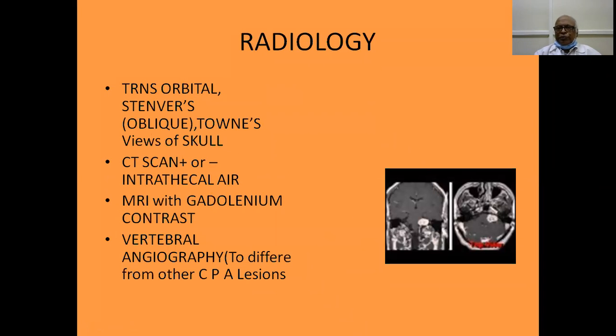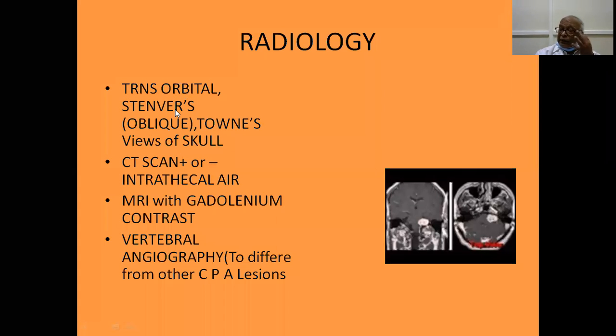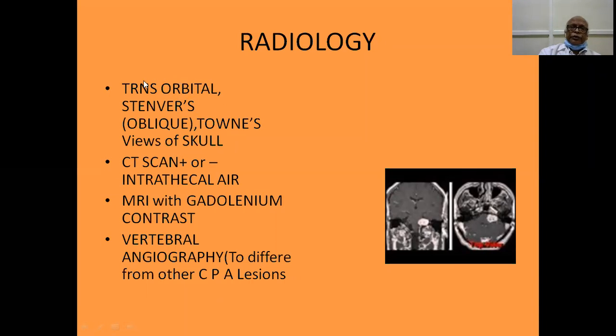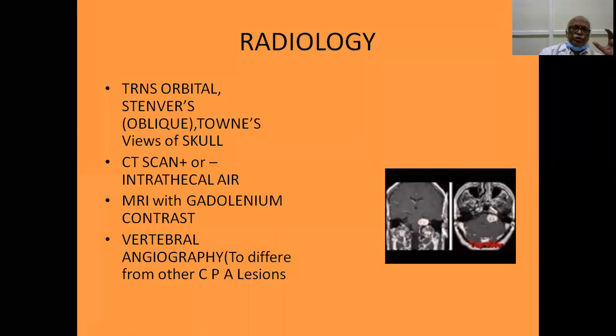Once you diagnose the patient clinically, you have to subject the individual to radiological investigation. Radiological investigation is by X-ray skull, either transorbital view or Stenver's view. Stenver's view is nothing but the oblique view of the skull, all to demonstrate the internal auditory canal. You have to compare the internal auditory canal of the normal side with the diseased side. On the diseased side, the internal auditory canal will be enlarged more than normal.